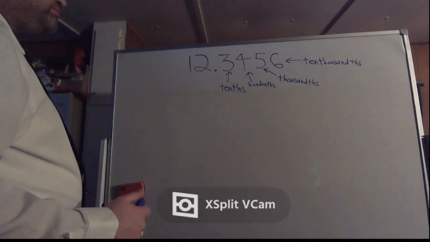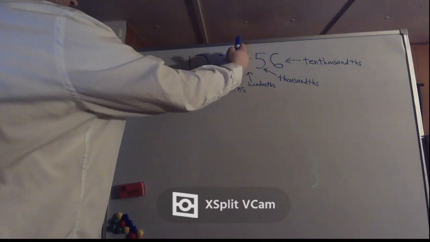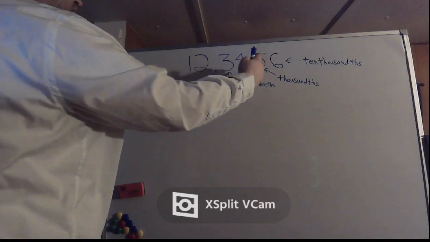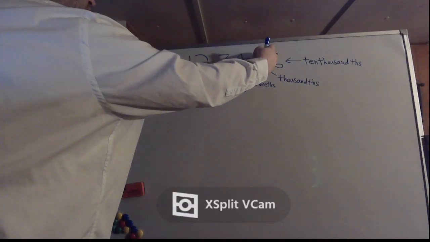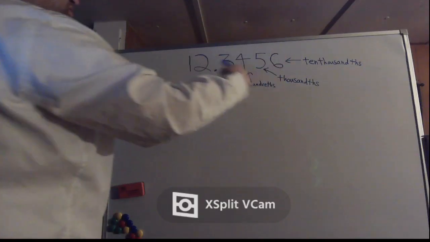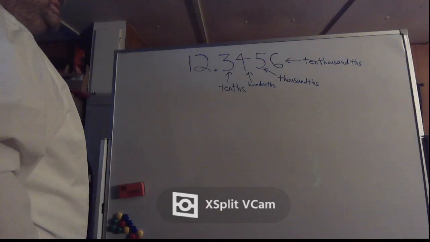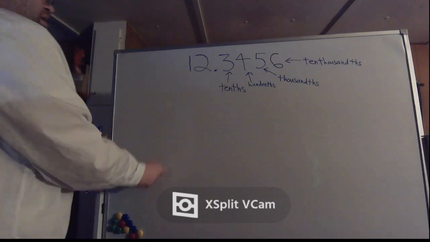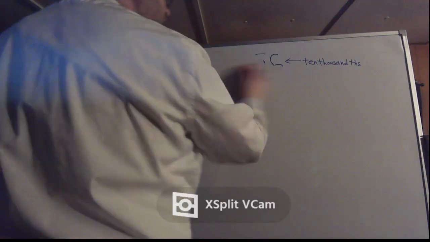So if I just did the 12.3, I would have 12 and 3/10. If I include the 4, that'd be 12 and 34 hundredths. If I include the 5, that'd be 12 and 345 thousandths. And if I have the 6 here, that's going to be 12 and 3,456 ten-thousandths. So that's how you would read these decimals, and those are your places.